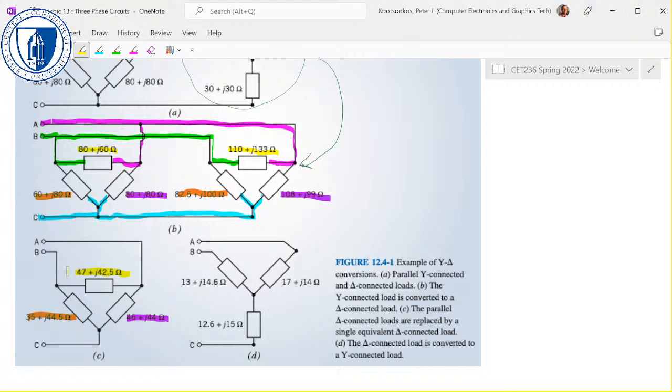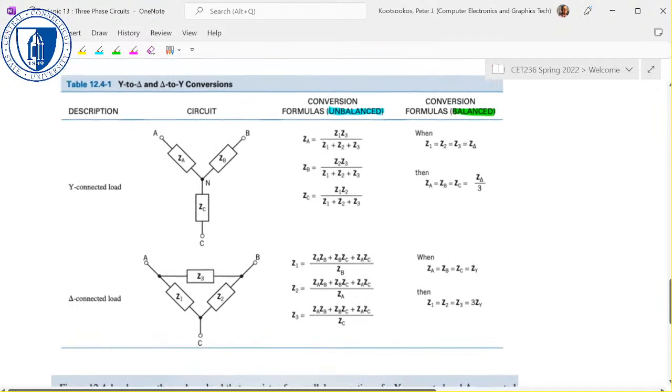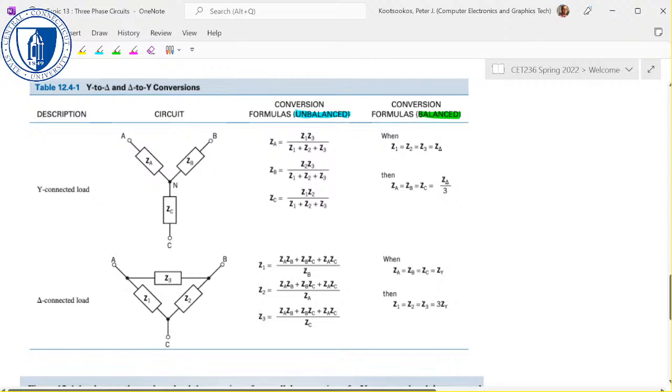Okay. That is pretty much all I wanted to tell you about three-phase circuits. Right, the main thing to remember is that table. That you can convert from a Y-connected load to a delta-connected load, and it all works. Any questions? I'll take that as a resounding no.